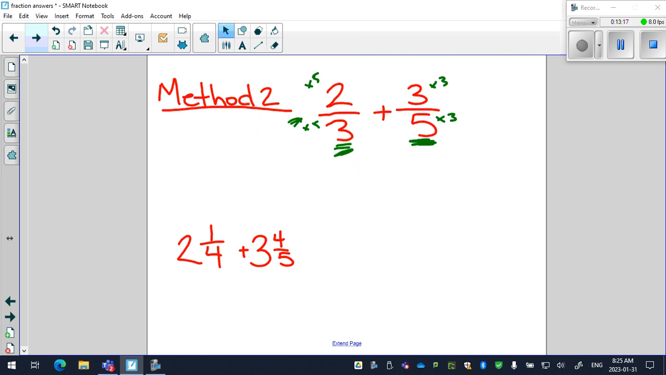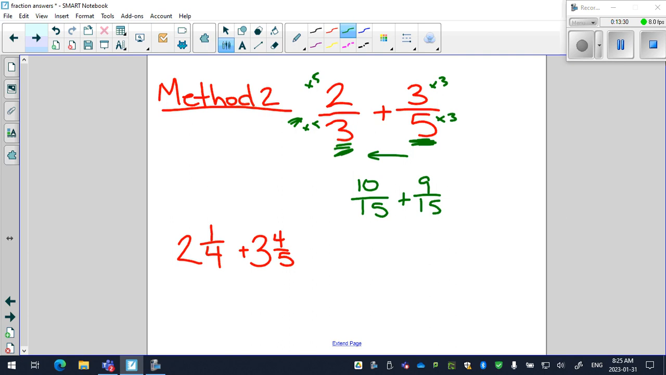So 5 times 2 is 10 over 15 plus 9 over 15. We have made 15 our common denominator by multiplying by the opposite denominator. And now that we have it, we can simply add it. 19 over 15. Most cases you can leave it just as it is. Some cases they may ask you to change that back to a mixed number.